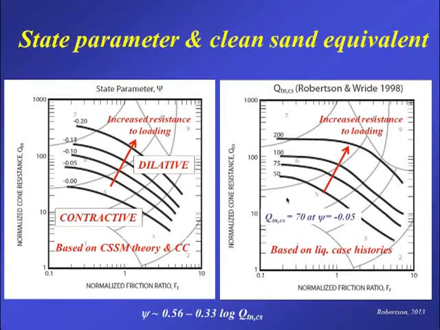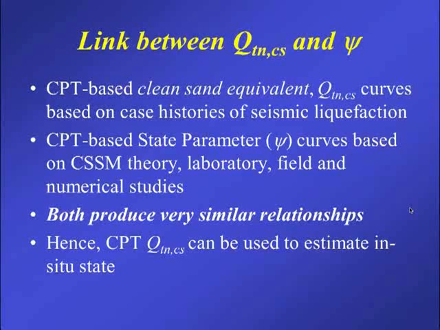From our perspective, the boundary line between contractive and dilative state, which is roughly the state parameter of minus 0.05, is roughly equivalent to the clean sand equivalent of about 70. And so you'll see later that we can use that previous approach that came out of seismic liquefaction to calculate the normalized cone resistance clean sand equivalent of 70, and that would define roughly the boundary between contractive and dilatant behavior. So this is just a slide that says that there is this link between the two, and they produce very similar relationships.